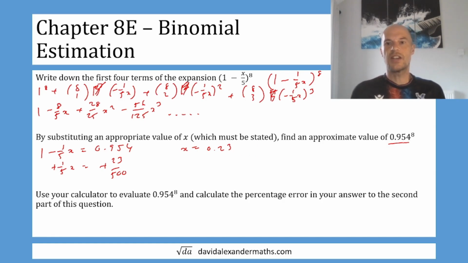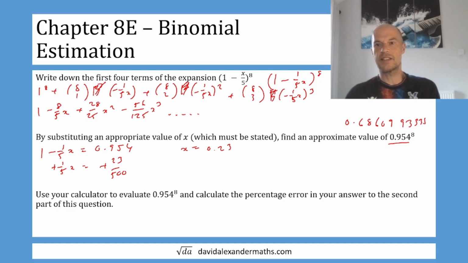Okay, so I need to find an approximate value of 0.954 to the power of 8. So let me just check what 0.954 to the power of 8 is. My calculator is saying 0.6860993338. That's the exact value. So we want the approximate value.